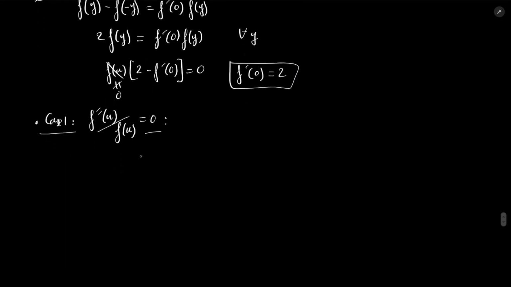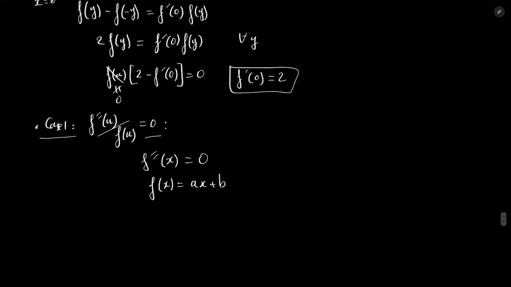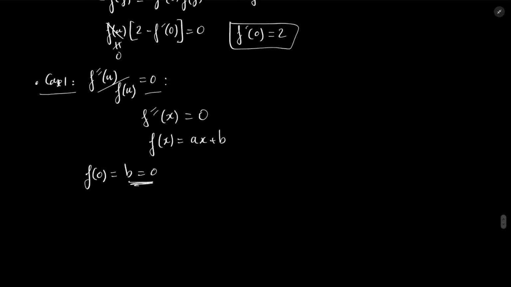So in that case, it means that for any number x, the second order derivative of f in x is equal to 0. So that implies that f of x is equal to ax plus b, and we are going to identify what should be the values of a and b. So because f is an odd function, as we have seen above, this means that f of 0 is equal to 0, but f of 0 is equal to b, that is equal to 0, and on top of that, we also know that f prime of 0, which is equal to a, must be equal to 2.